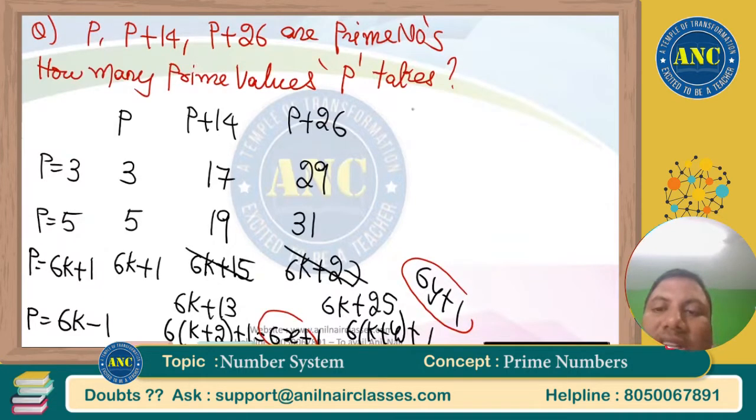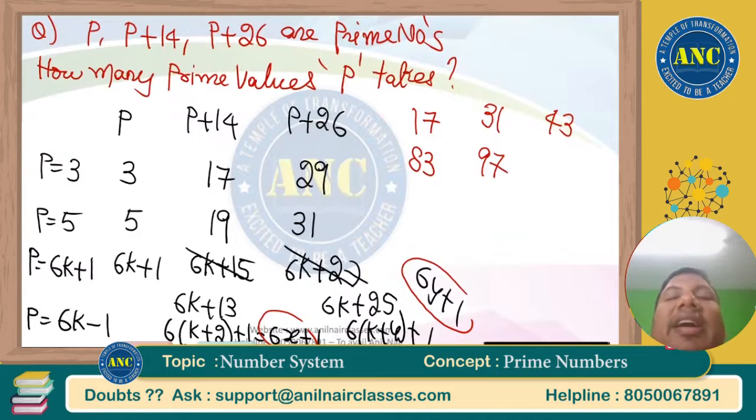Now, if you observe, 17 is 6 into 3 minus 1. 17 plus 14 is 31, 17 plus 26 is 43. It is possible. Let me take some other two-digit prime number, 83. 83 plus 14 is 97, 83 plus 26 is 109. 83, 97 and 109 are all prime numbers. That means in two-digit numbers, I just took a sample, and found two such prime numbers.